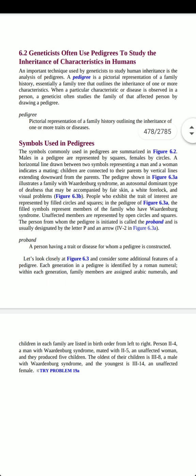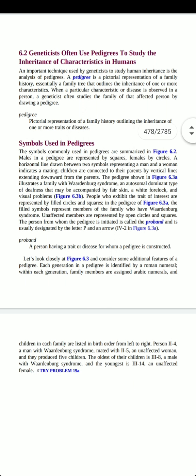patient is called the proband. The proband is, as we can see, a person having a trait or disease for whom the pedigree is constructed. So for example, a person has a genetic disease, say color blindness. Okay, and we have to look at the chances of having a colorblind child, or we have to find out about the characteristics of that family.